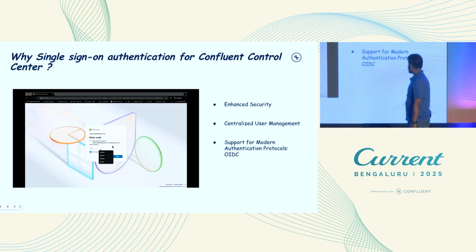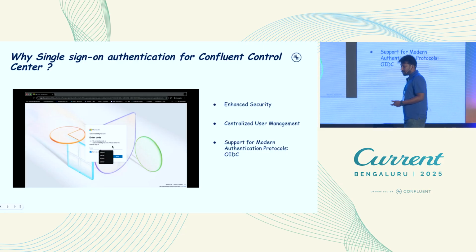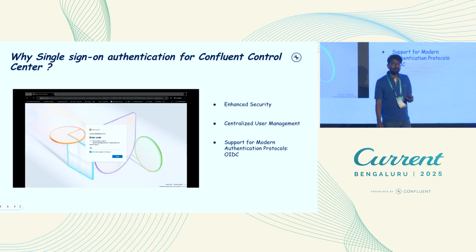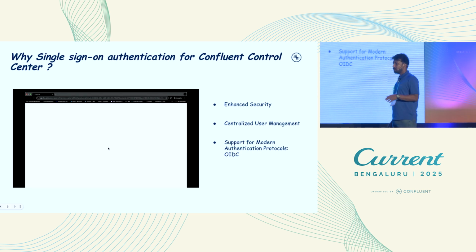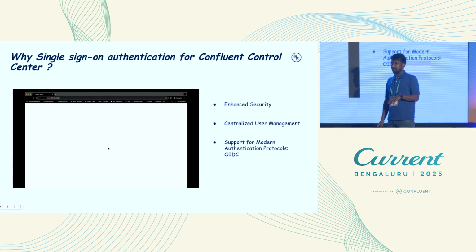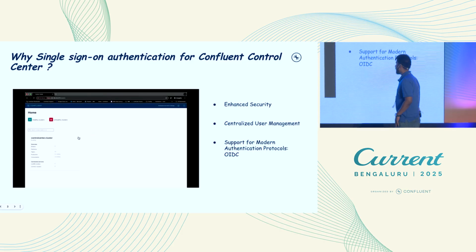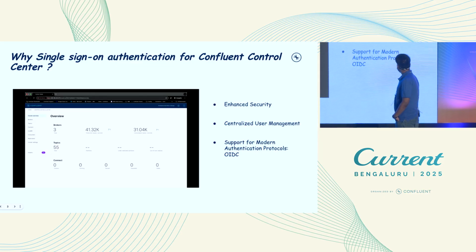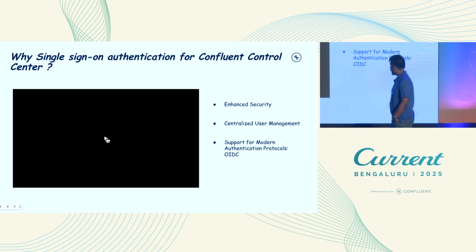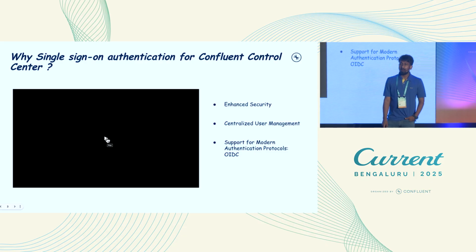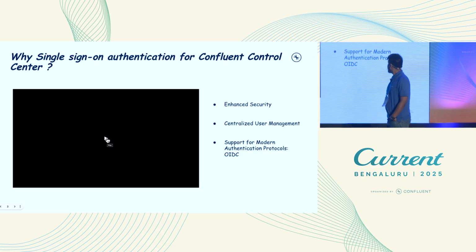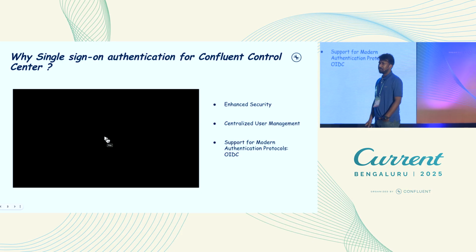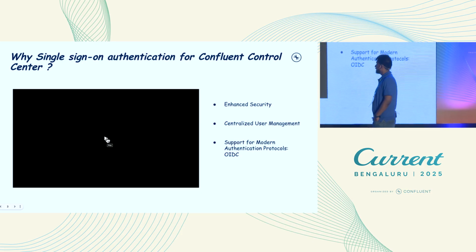Then centralized user management. It helps administrators in controlling access for their organization, and it also helps in onboarding and offboarding the users across the organization. So basically, it simplifies access management. And the third one is support for modern authentication protocols, OIDC. We are using OIDC, that is OpenID Connect. It's basically built on the OAuth 2.0 framework, which is the most modern authentication protocol and standard used by cloud identity providers.